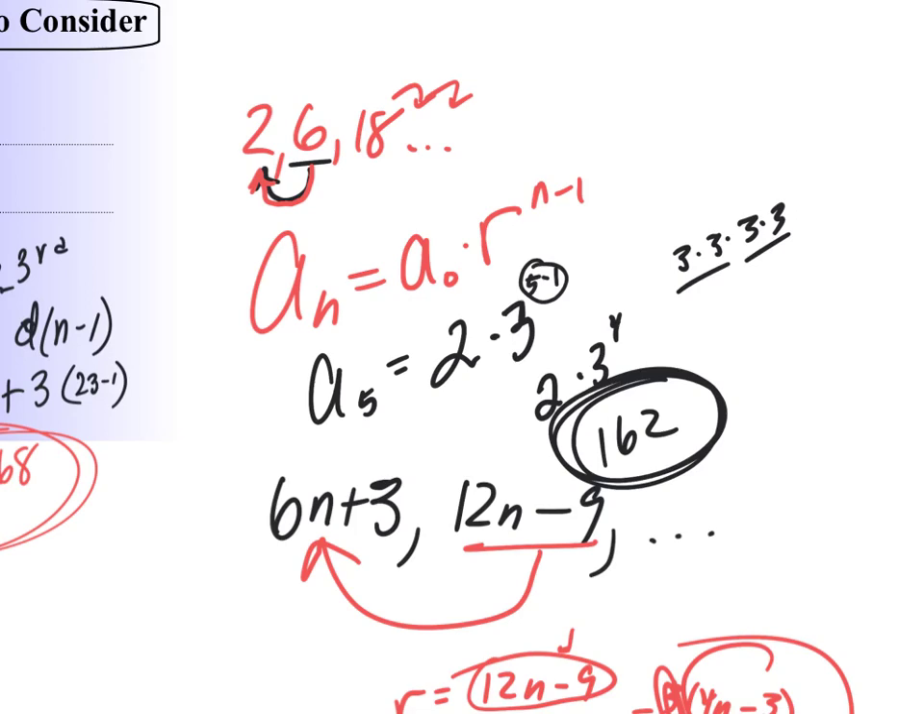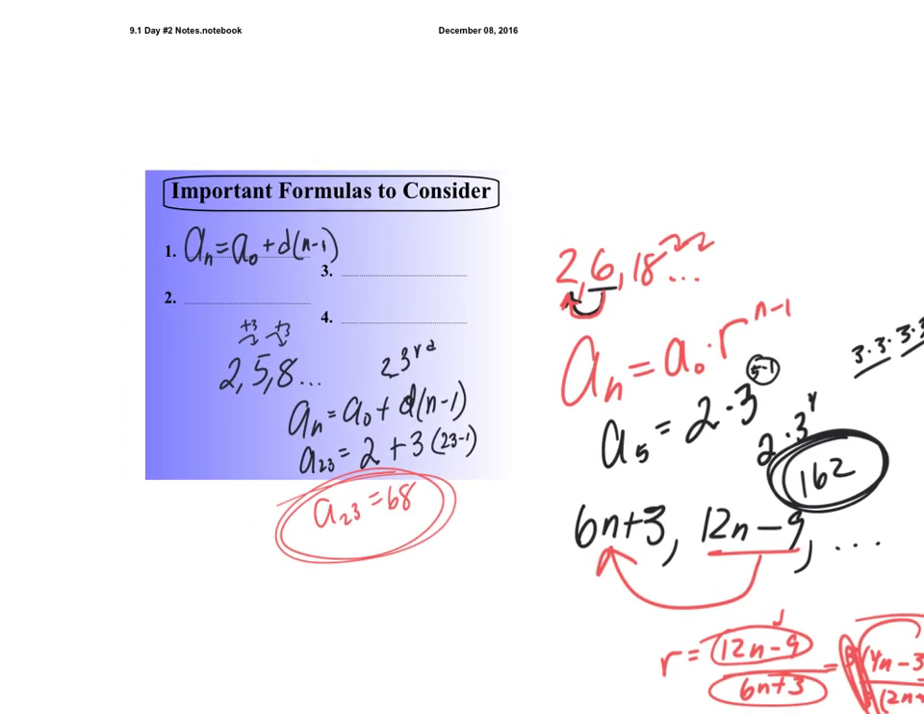Okay, so that's the other big formula. For those of you that like to keep your notes organized, which is awesome, you should say a sub n is a sub 0 plus, nope, not plus, times, sorry, times r to the n minus 1.